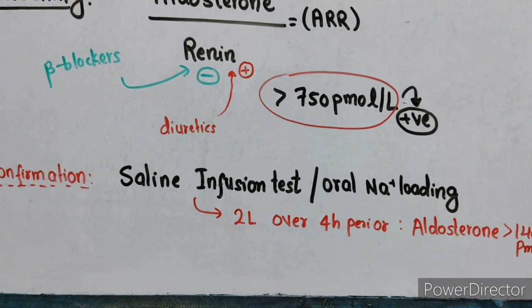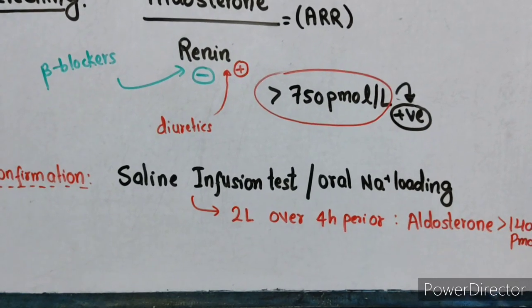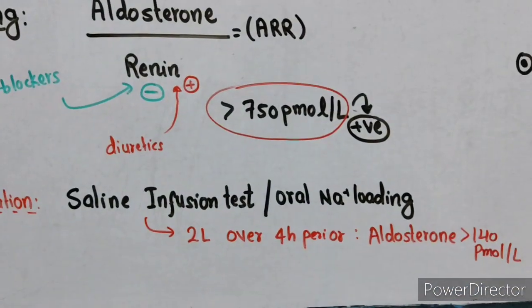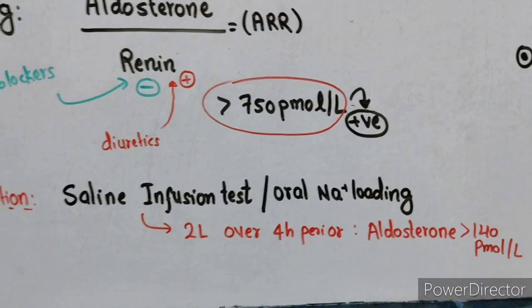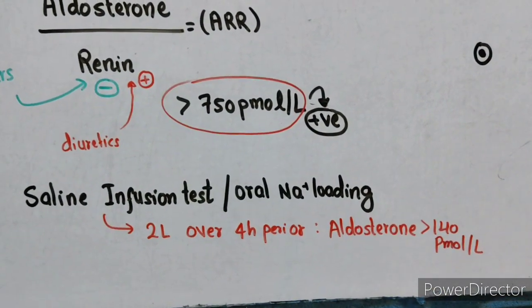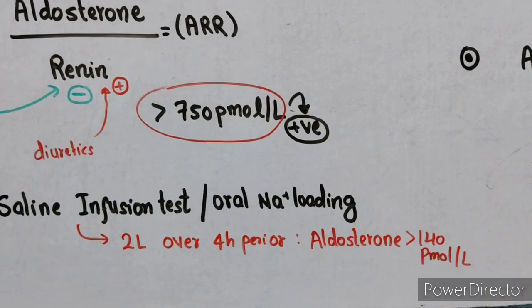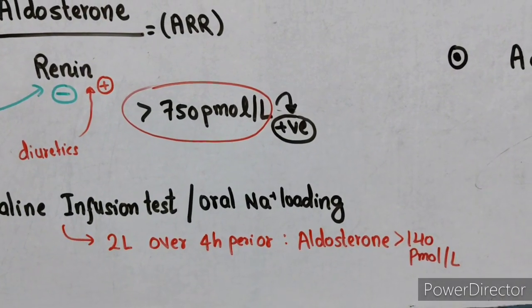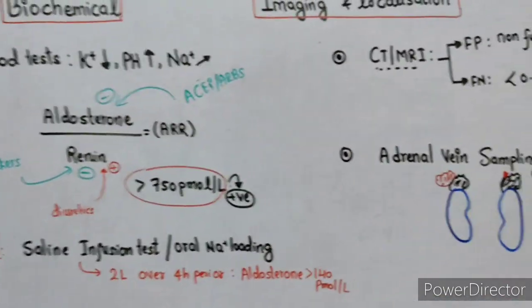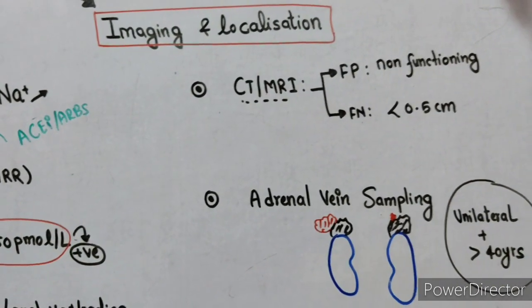In this test, 2 liters of saline is given over a 4-hour period. So when sodium level increases in the blood, it will try to suppress aldosterone. But in primary hyperaldosteronism, there is autonomous secretion of aldosterone from the adrenal gland, so aldosterone will not be suppressed. And even after giving this saline, if aldosterone is measured to be greater than 140 picomole per liter, then confirmation of diagnosis is done.